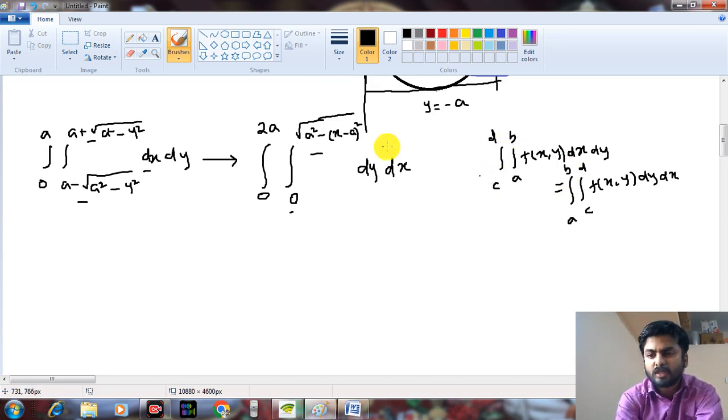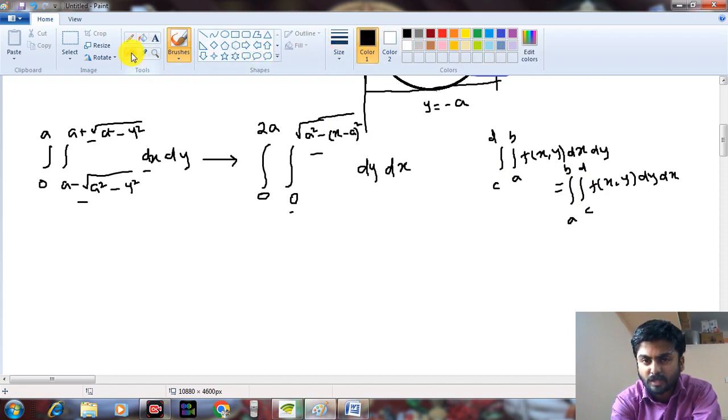Since they are constant limits, they will be equal. But for variable limits, we will have some other expression for a and b and some other expression for c and d. In that case, the limits will not be equal. But what will be equal?